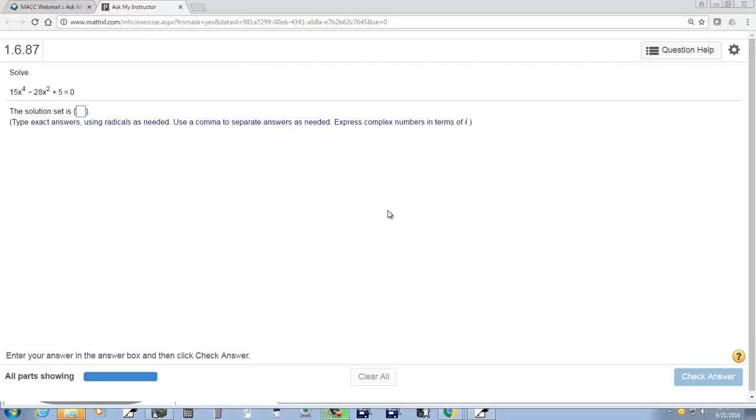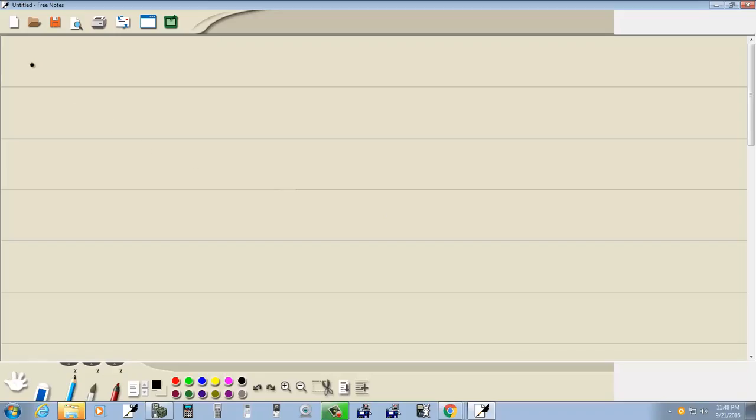Okay, let's take a look at this problem. We've got 15x to the fourth minus 28x squared plus 5 equals 0. Now this is going to be a U-substitution.